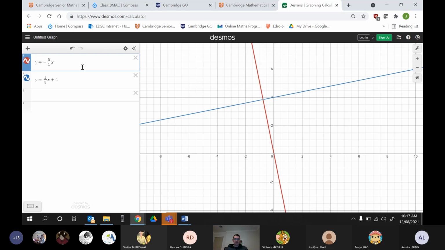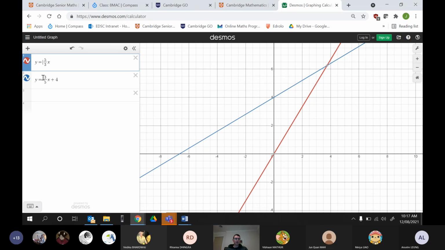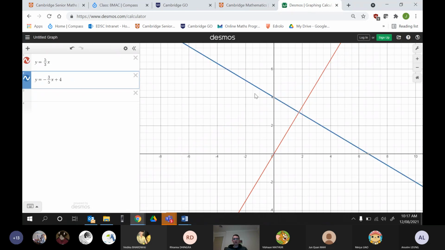If I've got, say, -5 on 3, the reciprocal of that, flip it over, would be 3 on 5, and that's the positive. If this is +5 on 3, flip it over, 3 on 5, but the negative. So this needs to be -3 on 5, and you can see it's still perpendicular to each other.